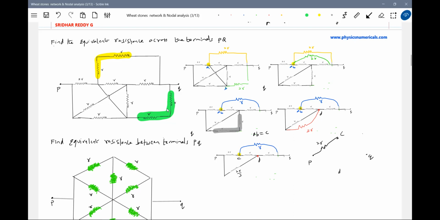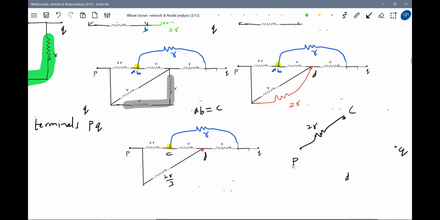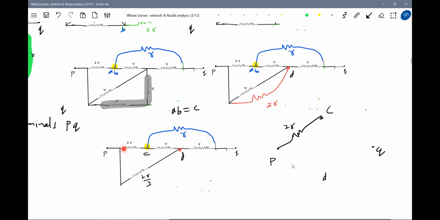2R is there. So you look at this one. I'll magnify. Some of you are unable to view it. Okay. So between P and C, the resistor 2R is there. Between C and D, a resistor R. That resistor R will come here. Between D and Q, a resistor R is there. Look at the points D and Q. Between C and Q, that color also I'll retain, so that it will be easy for you. Then between P and D, 2R by 3.